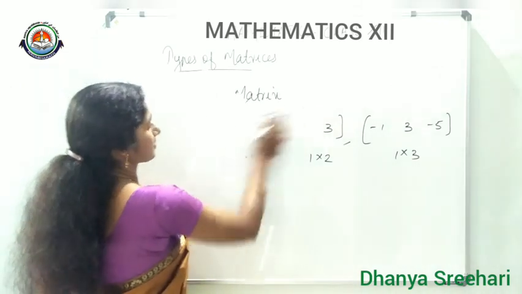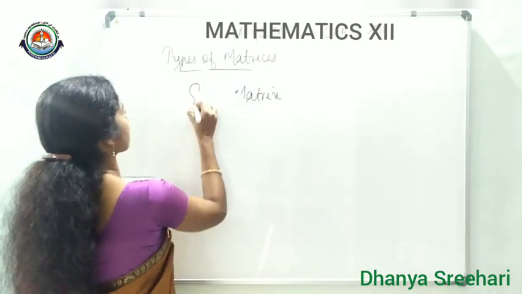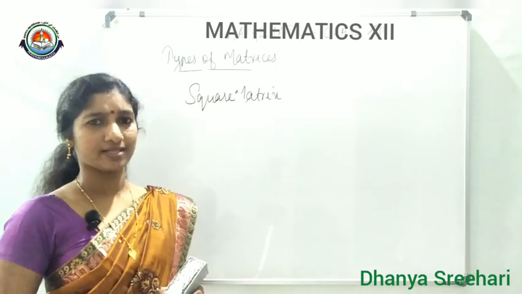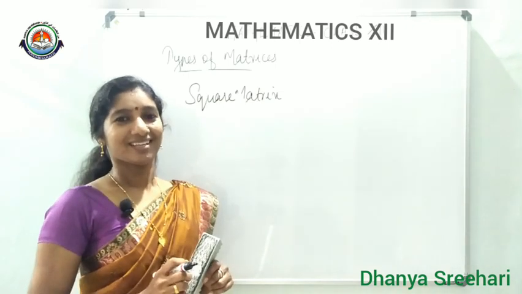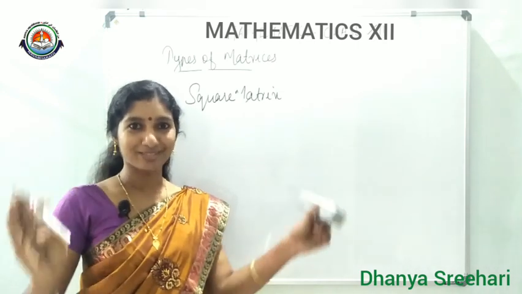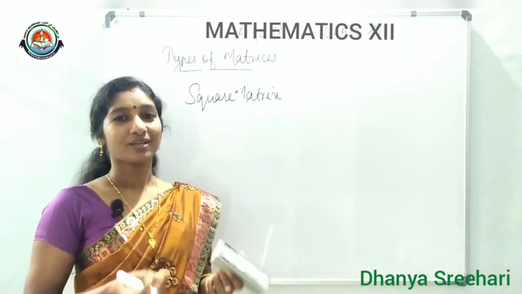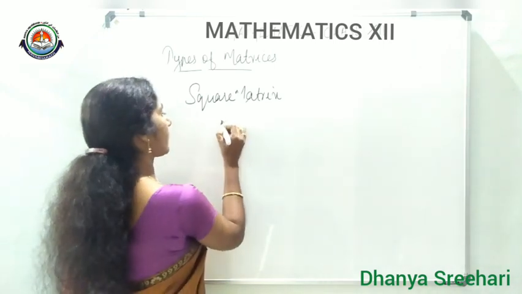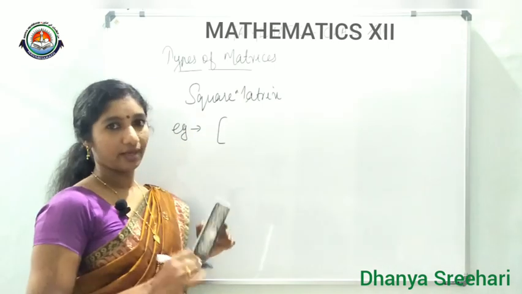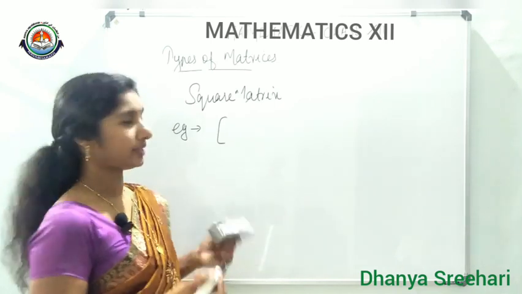Then the next one is square matrix. What will be a square matrix? The number of rows and number of columns are equal. We will not get a rectangle; we will get a square, isn't it? That we call a square matrix. That means the number of columns and number of rows are equal. Then we call it a square matrix.